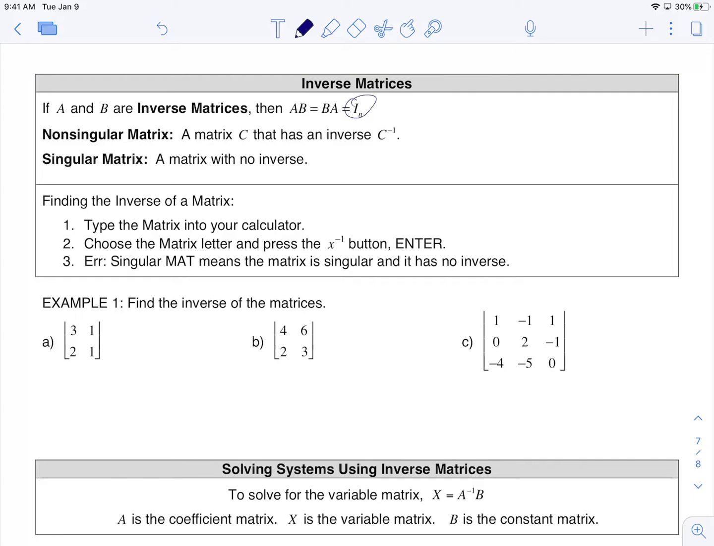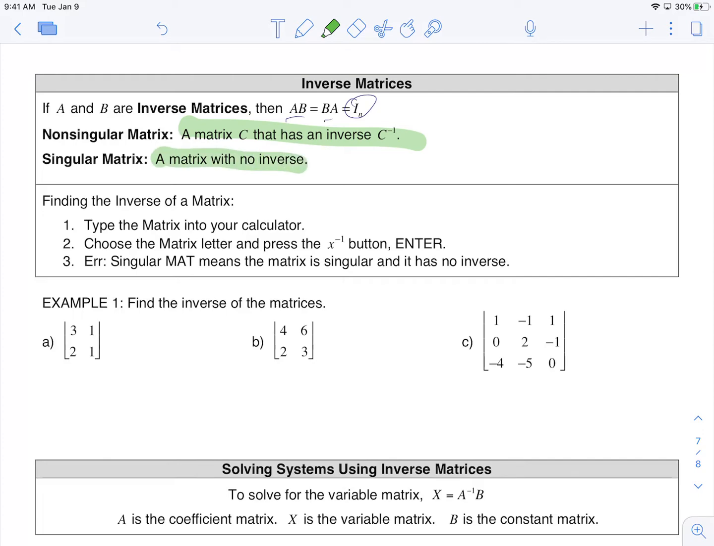So that's the result. The way you're going to figure out that they're inverse matrices is that when you multiply them together, you're going to get the identity matrix, whatever the dimensions are. A non-singular matrix is a matrix that has an inverse. A singular matrix is a matrix with no inverse.